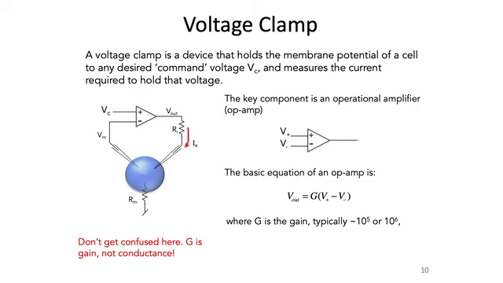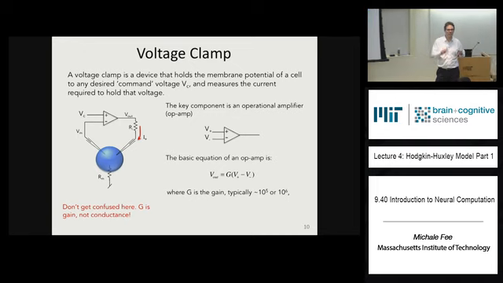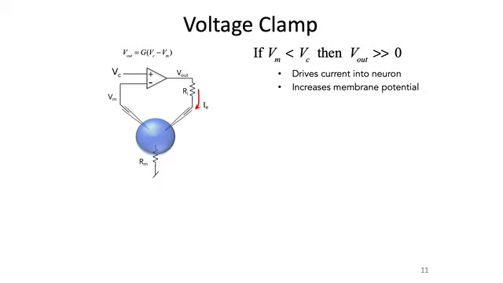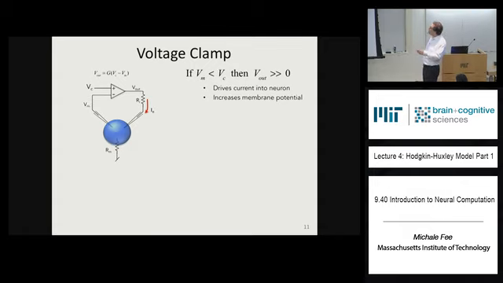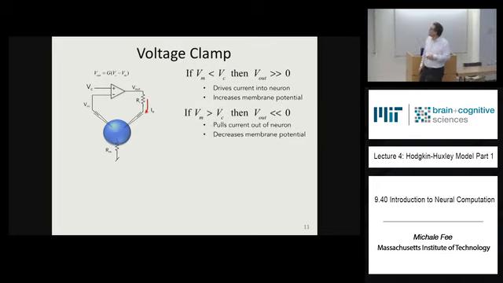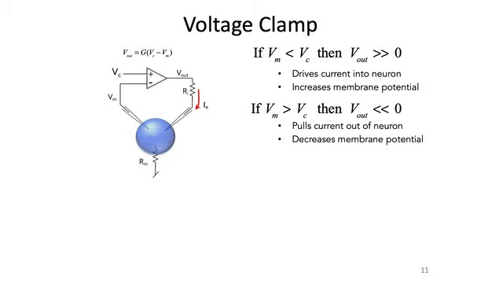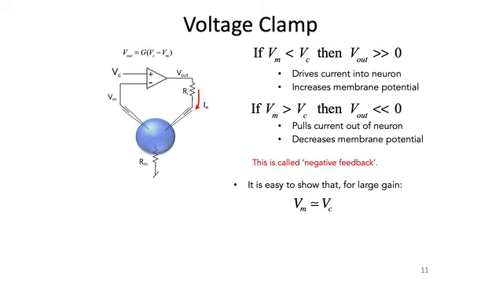That G is gain, not conductance, okay? Just for the next few slides. Okay, so how does this work? You can see that if the membrane potential is less than the command voltage, then the output voltage is positive and big. That drives current into the cell, which increases the membrane potential and makes it approach the command voltage. If the membrane potential is larger than the command voltage, then this is bigger than this, so this is negative, and that pulls current out of the neuron and decreases the membrane potential. And in both cases, the membrane potential is being pulled toward the command voltage.